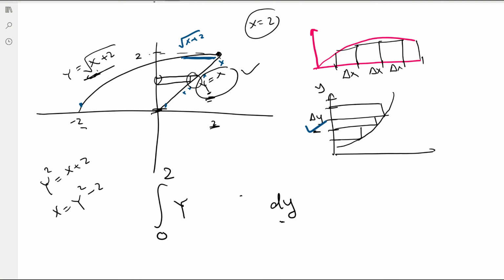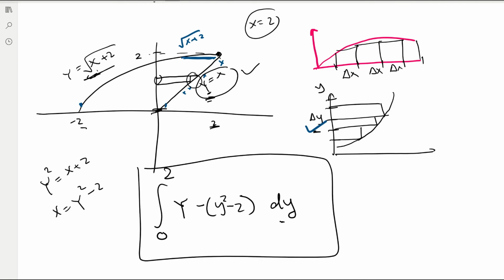So you need to write the function in terms of y. Okay, so you need to make x subject. So it's y minus (y square minus 2). This is the integral that will give you the area of this entire region.